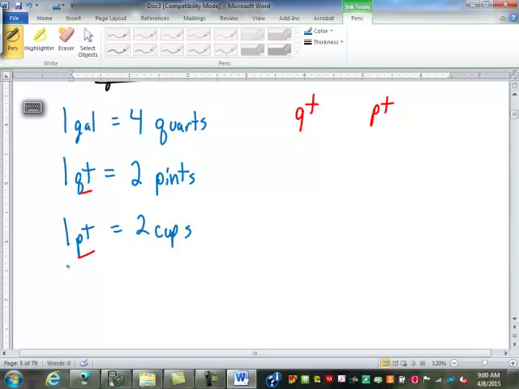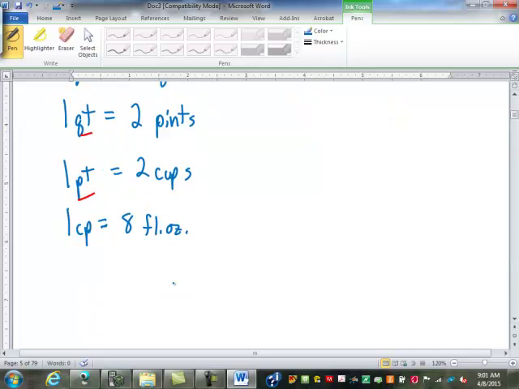Smaller than a cup, we have fluid ounces, exactly. 1 cup is 8 fluid ounces. Smaller than a fluid ounce: 1 fluid ounce is 2 tablespoons. I'll write it out.